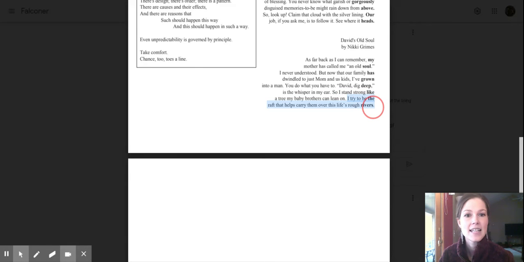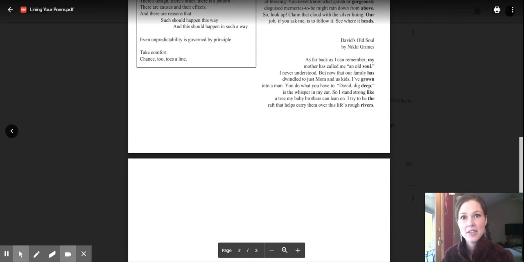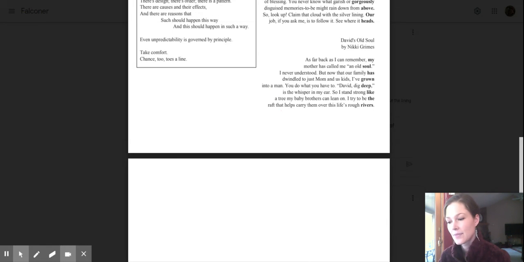Let's take a look at the next two lines. I try to be the raft that helps carry them over this life's rough rivers. So we have, I try to be the raft. Is that a simile, metaphor, or personification? And if you said a metaphor, you're right. We have another metaphor here with life's rough rivers. They're not talking about actual rivers, but metaphorical ones.